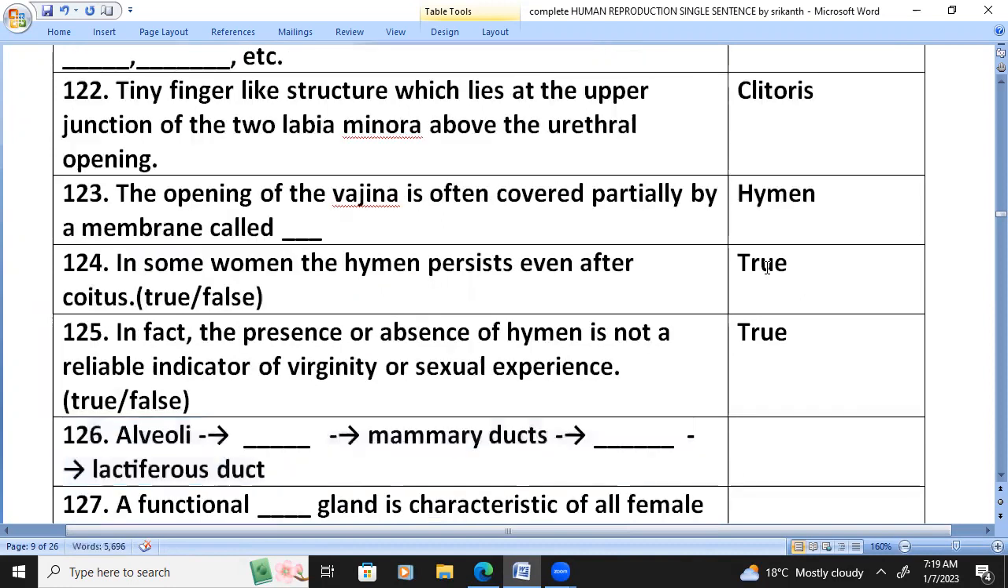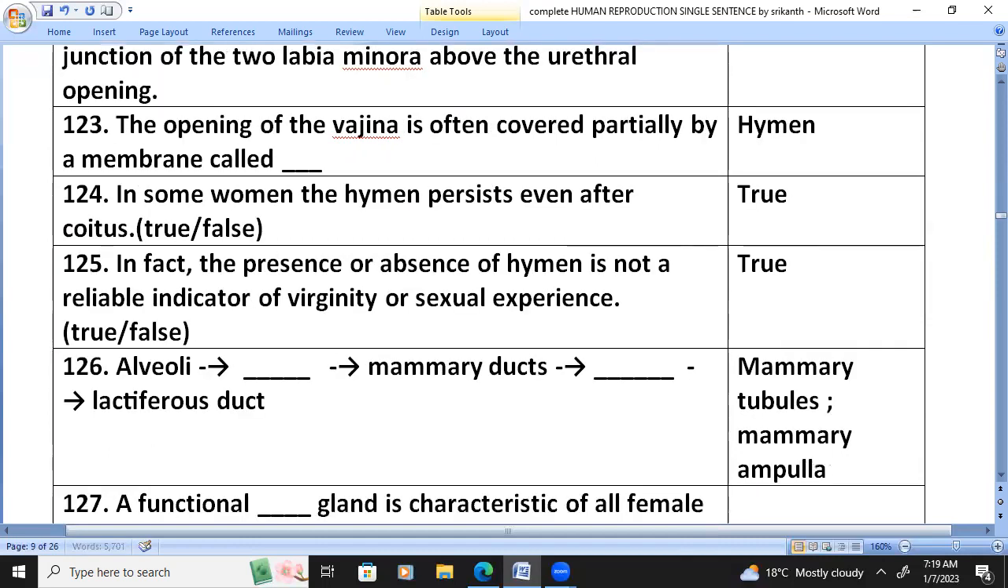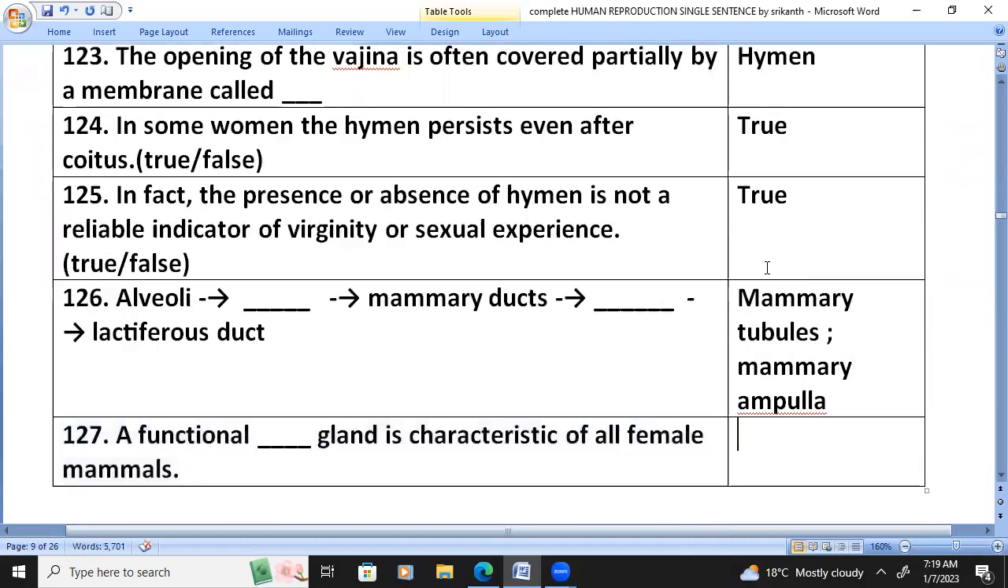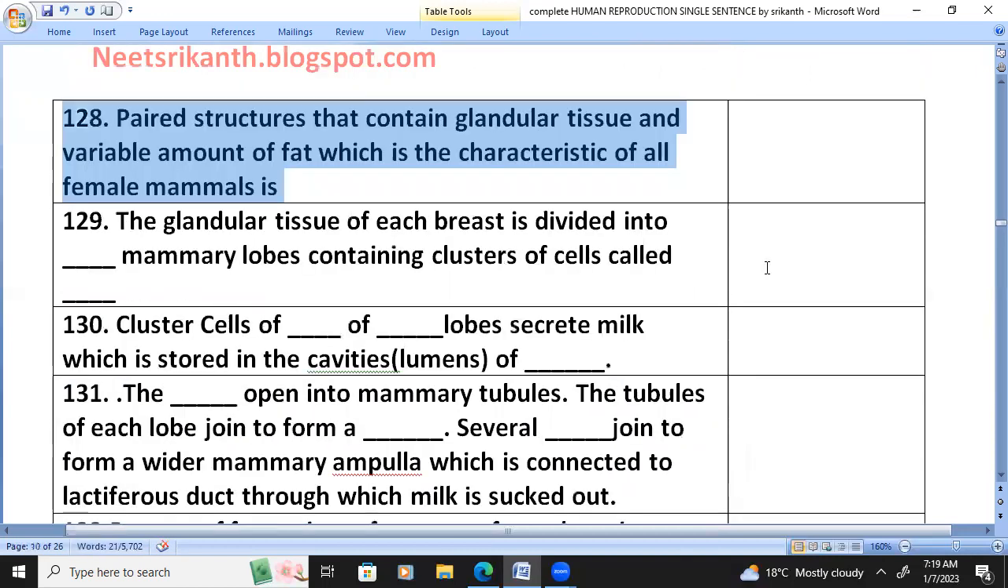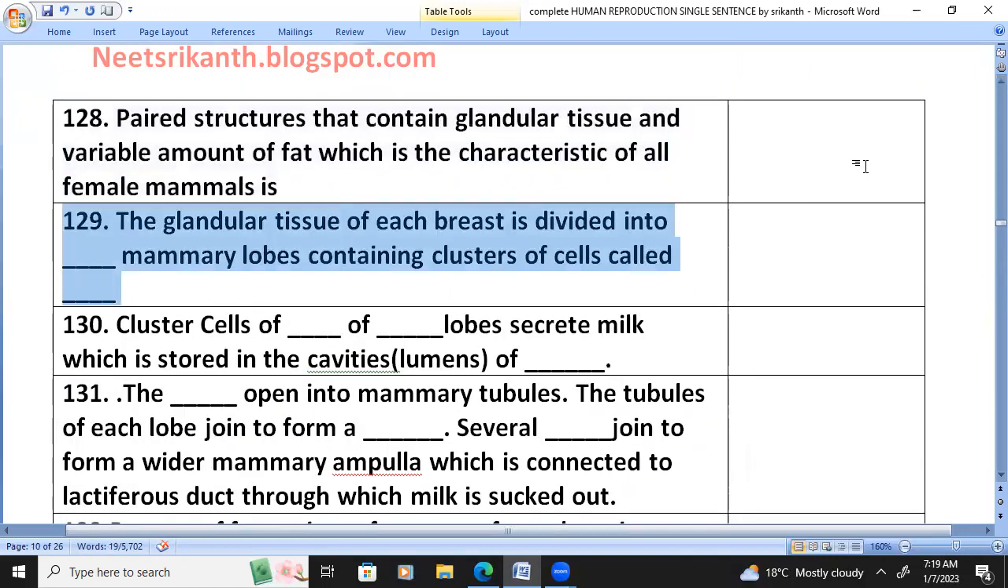Alveoli open into mammary tubules. Mammary tubules open into mammary ducts, and all the mammary ducts open into the mammary ampulla, which leads to the lactiferous duct. A functional mammary gland is a characteristic of all female mammals. Paired structures that contain glandular tissue and a variable amount of fat, which are characteristic of all female mammals, are the mammary glands.